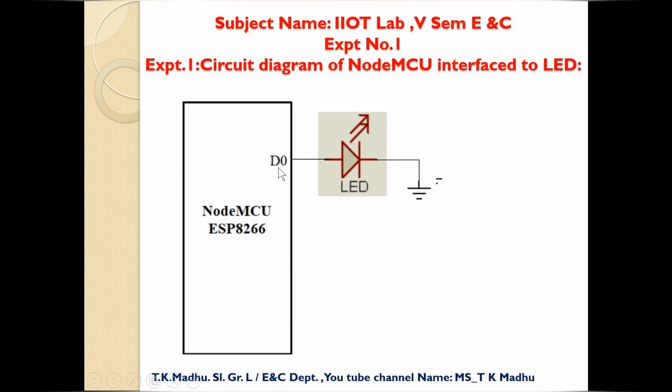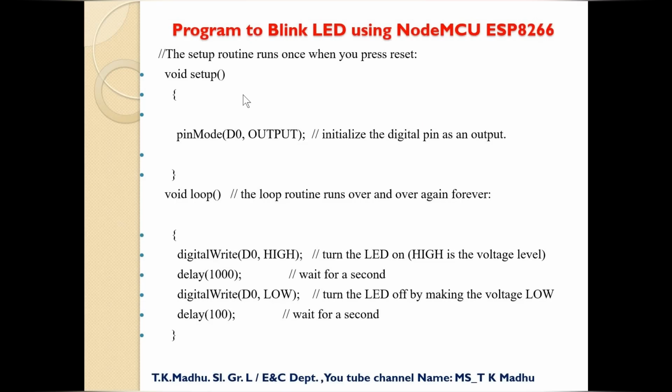See, I have made it here D0. So in the program also we'll use D0. So here D0 is connected directly to the LED anode, and cathode is connected to the ground. So, program to blink LED using NodeMCU ESP8266.